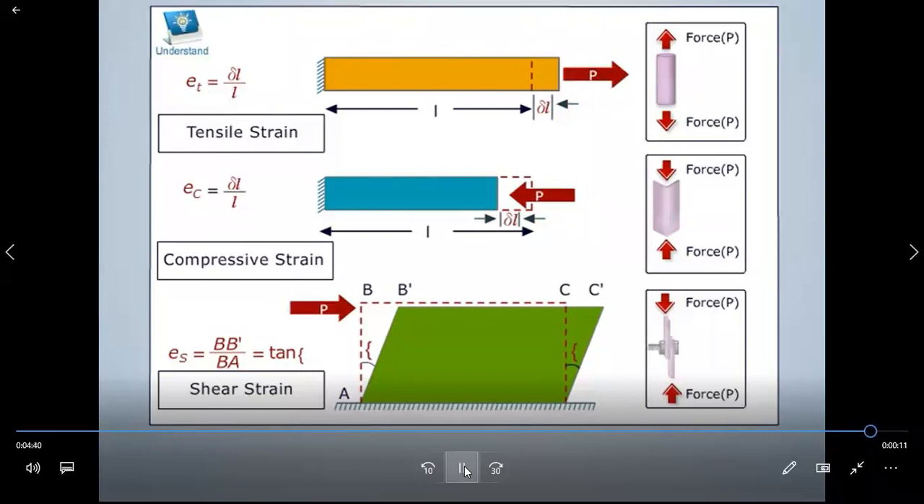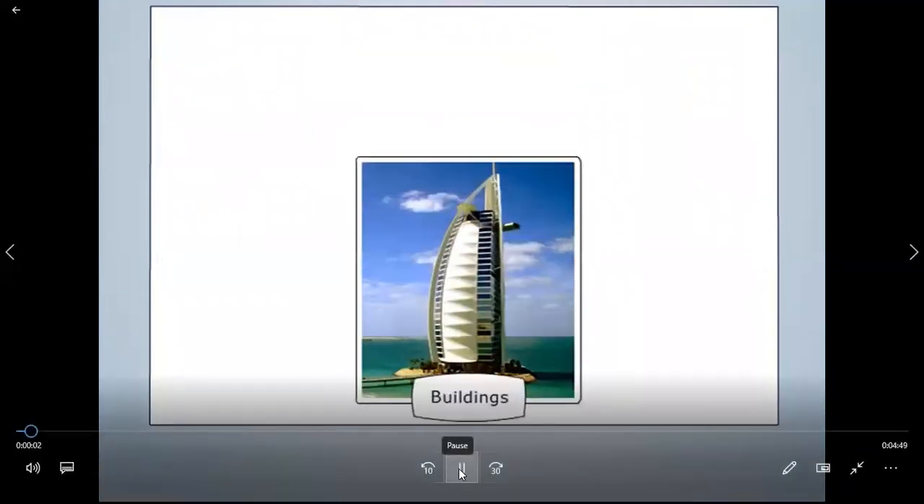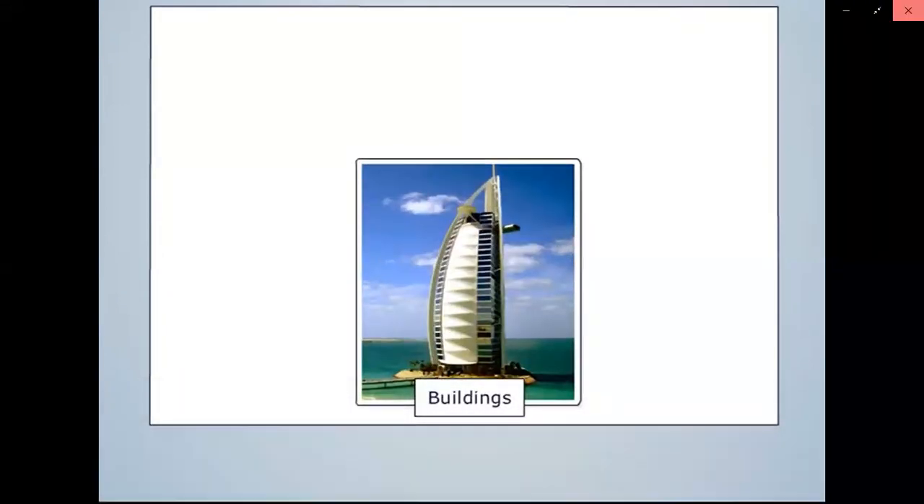Similar to stress, there is tensile strain and compressive strain. Shear strain is measured by the angle through which the body distorts due to stress. For infrastructure design and development, like buildings.